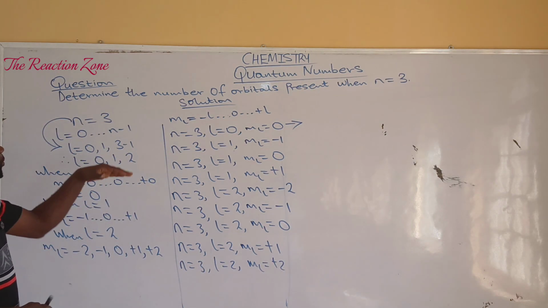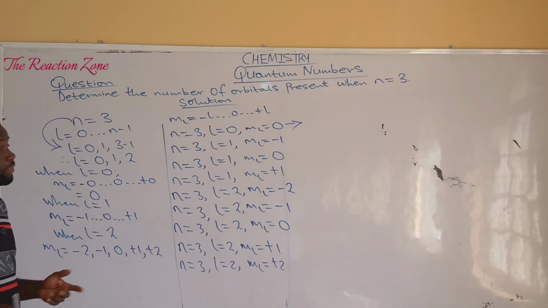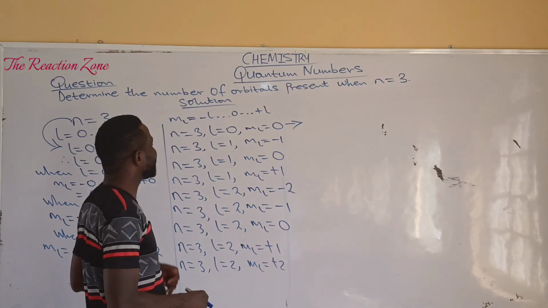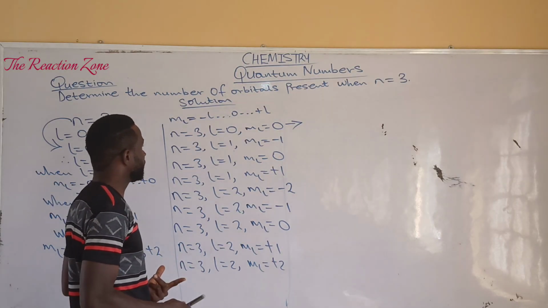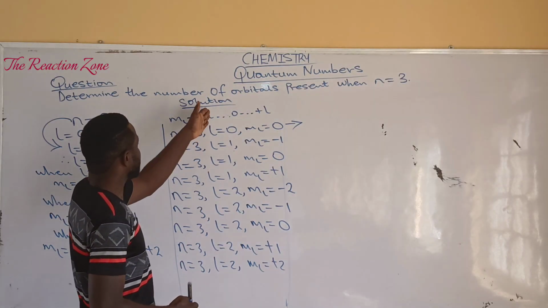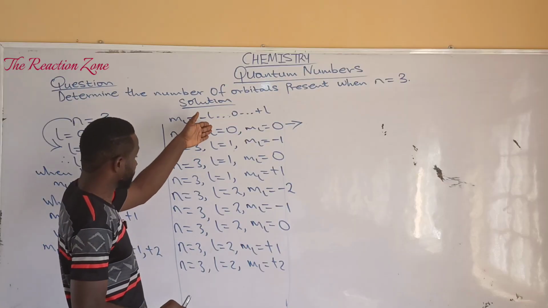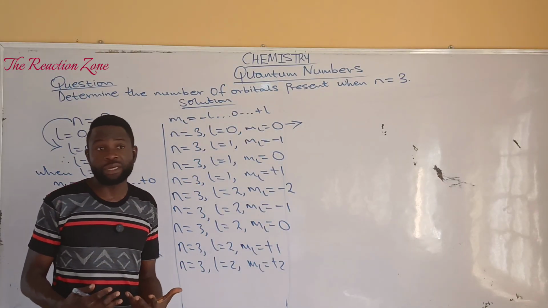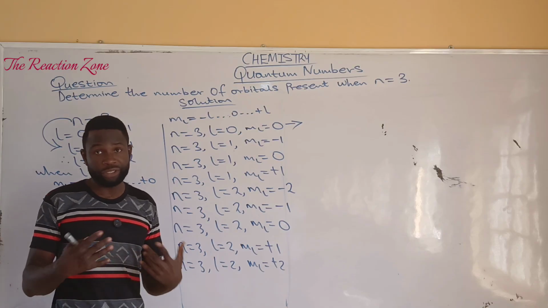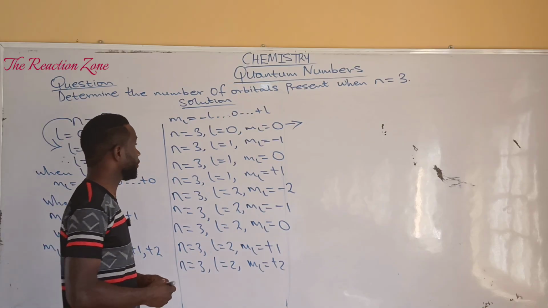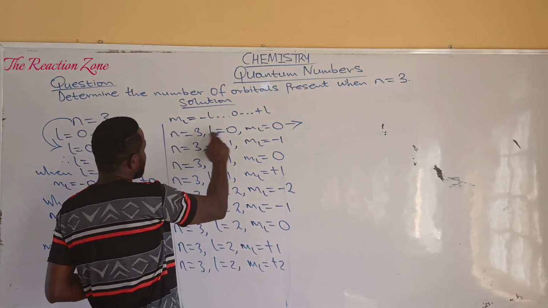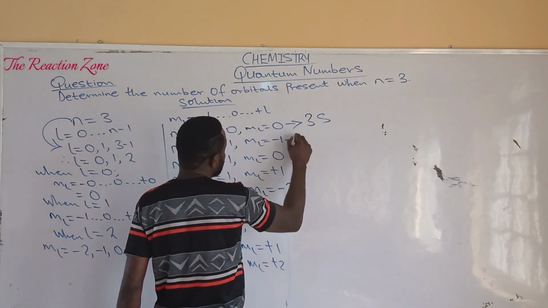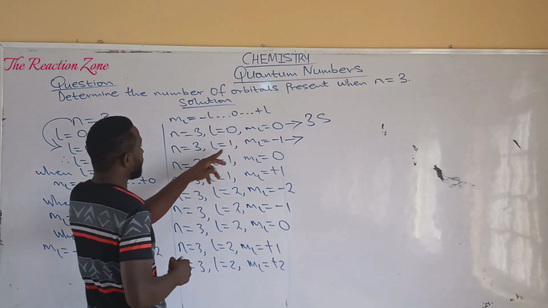So each of these sets of quantum numbers determines an orbital. And let's not forget that the particular quantum number that tells us the type of orbital is the azimuthal quantum number. So the values of the azimuthal quantum number let us know whether an orbital is an s orbital, a p orbital, a d orbital, or an f orbital. So for the first set of quantum numbers, the value of L is 0, so that is the 3s orbital. For the next one, the value of L is 1.